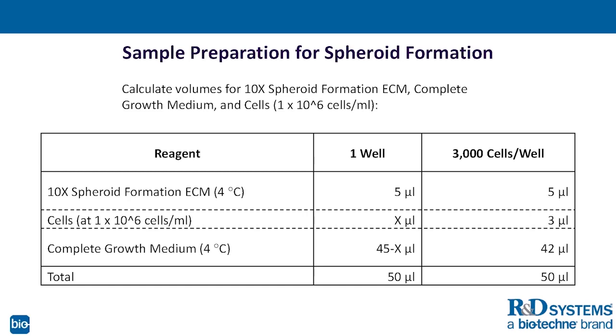at 1 million cells per mL. What I've set up here is for one well, and this can be scaled up for multiple wells. And for one well, we're looking at a 50 microliter volume. We have a 10x spheroid formation ECM. So if it's 10x, we'll use 5 microliters. For the cells, I actually have entered a value of X, and this can be variable.